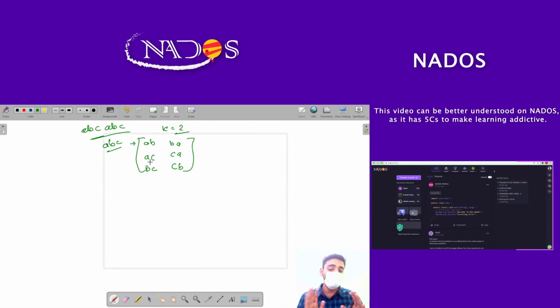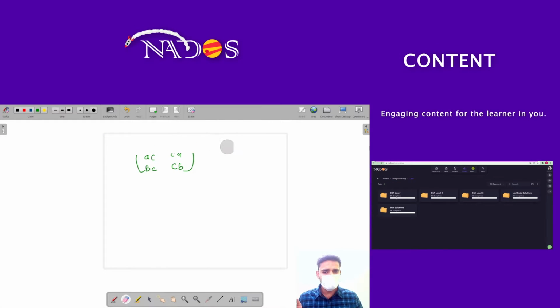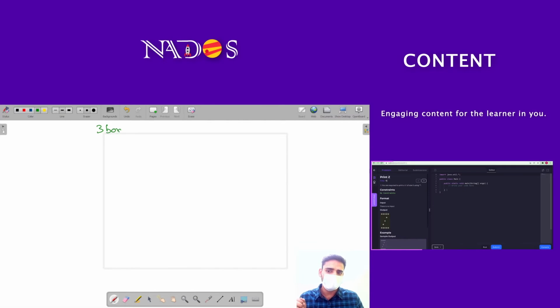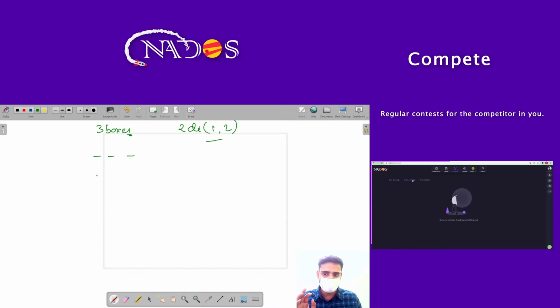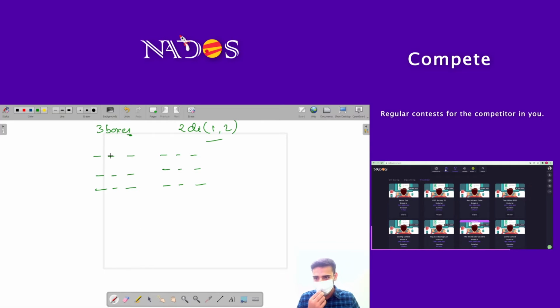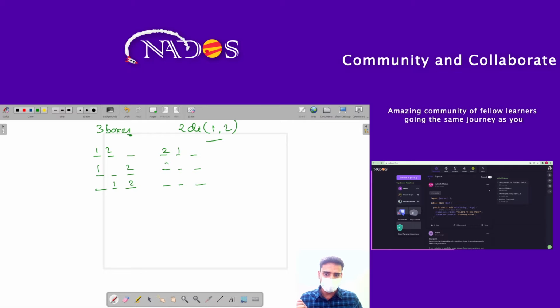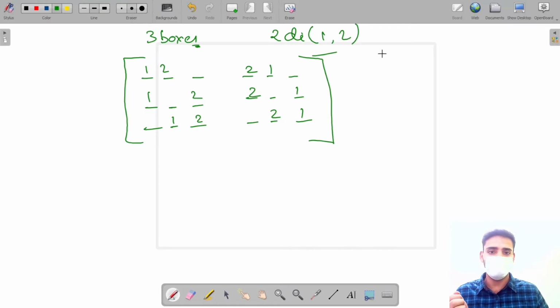Before moving forward, let's go a little backward. Let me remind you of one small question that we have done earlier. We were given 3 boxes, and we have to place 2 distinct items in them. So how have we done that? We have 3 boxes, and we put some items inside them. The possibilities were 1 2, 1 3, 2 3, 2 1, 3 1 and 3 2. These were the 6 possible ways.